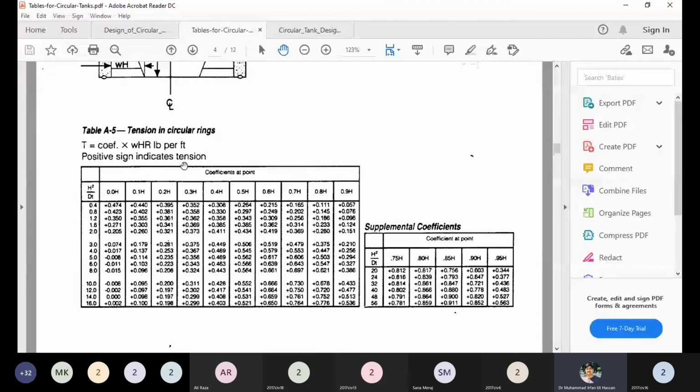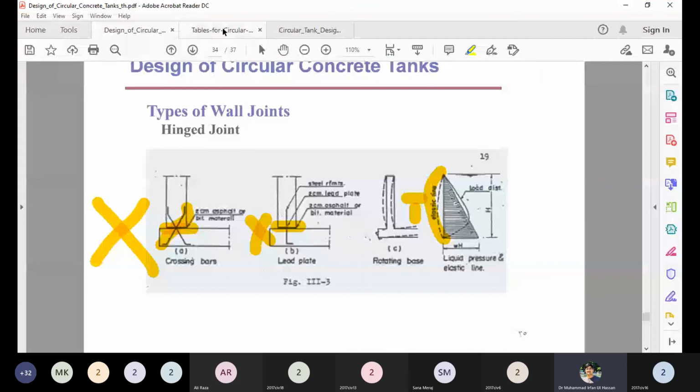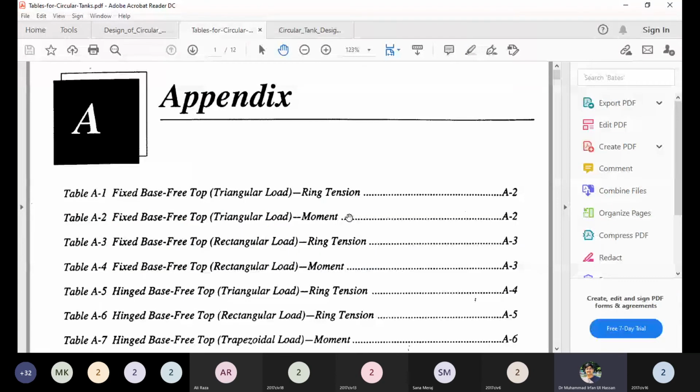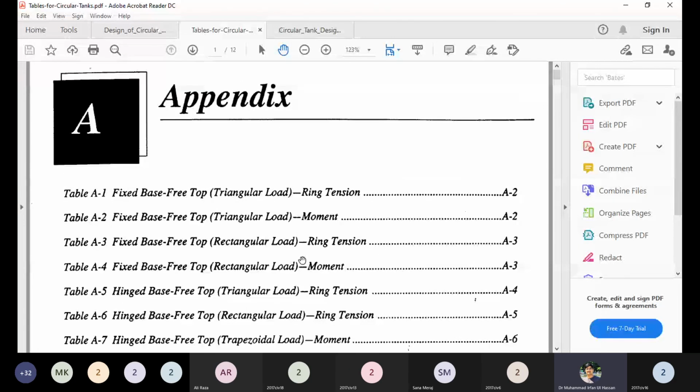Tensile force, hoop tension is different, and bending moment is present. When there is a fixed base, then the bending moment is also present. So we have to follow the coefficients for designing the tanks. These coefficients are given by the PCA, and I have found these coefficients very helpful for finding out the forces in the tank, because there are overall 20 tables given for the different cases. Triangular load, also the UDL, and also the trapezoidal load, the shear value for the circular slab coefficients.